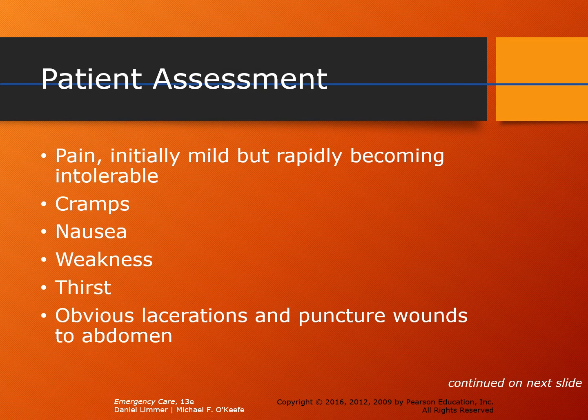Your patient assessment will probably reveal the following. The patient will be in pain. That pain may be mild and may be becoming rapidly more intolerable. They may be complaining of cramps, nausea, vomiting, weakness, thirst, and they will probably present with some obvious lacerations and puncture wounds to the abdomen, in addition to having any type of organs that are protruding from that space.